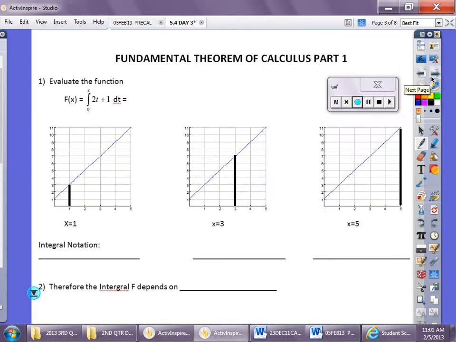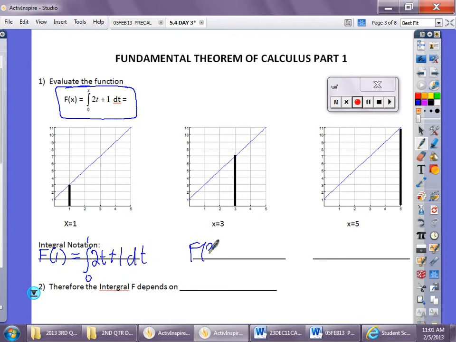In here, you want to first start off with the integral notation of this. So we're going to change the x to 1. I'm just going to repeat what I did a second ago: the integral from 0 to 1 of 2t plus 1. And then I want you to physically graph what it does mean graphically.